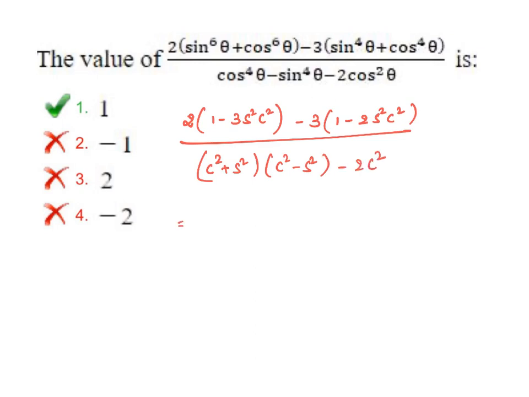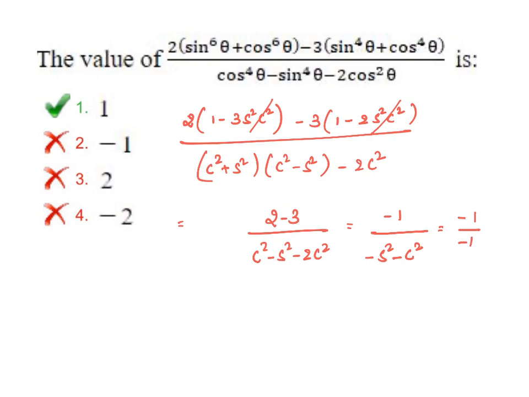So in the numerator, if you multiply, minus 6 sin square cos square plus 6 sin square cos square cancel, so 2 minus 3. In the denominator, cos square minus sin square minus 2 cos square. So in the numerator minus 1, in the denominator minus sin square minus cos square, that is minus 1. Minus 1 by minus 1, anyway, it's going to be plus 1. So the answer is plus 1.